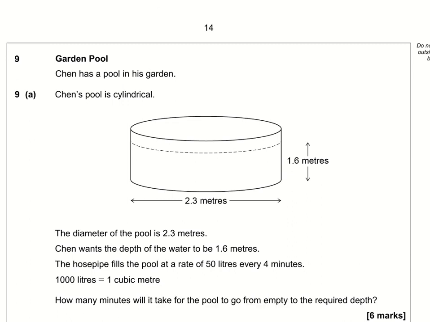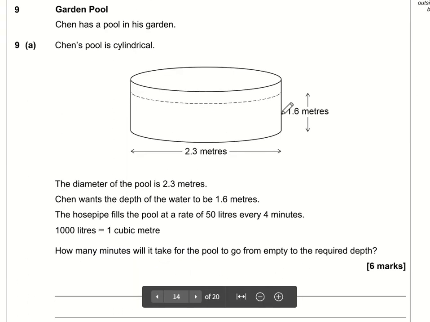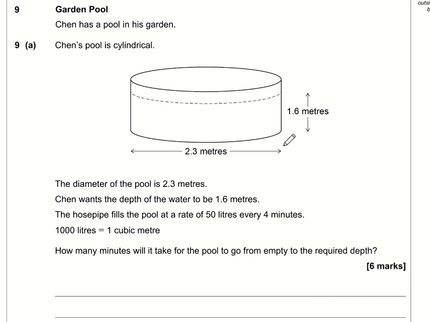Moving on to question 9. So Chen has a pool in his garden. Chen's pool is cylindrical. The diameter is 2.3. He wants the depth of the water filled up to this line here, so a depth of 1.6 meters. We know the rate at which the hosepipe can fill the pool, and we know that 1,000 litres is a cubic metre. So how many minutes will it take for the pool to go from empty to the required depth?